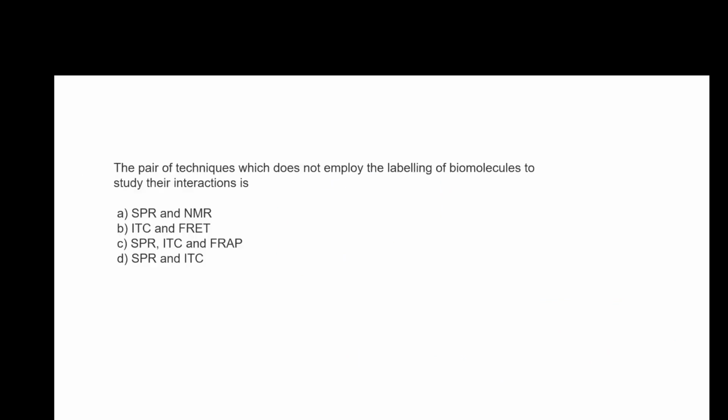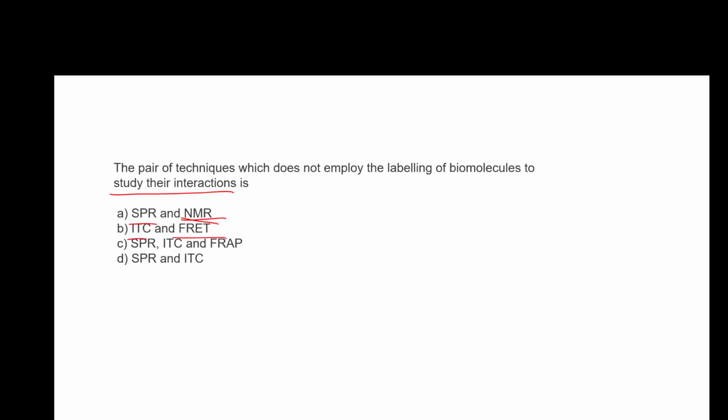Okay, next we'll see. The pair of techniques which does not employ the labeling of biomolecules to study their interaction. So here the first option is SPR and NMR. SPR is surface plasmon resonance, and NMR is some other technique where you cannot study the interaction. Here it has been asked to study the interaction, so SPR is being used, but not the NMR.